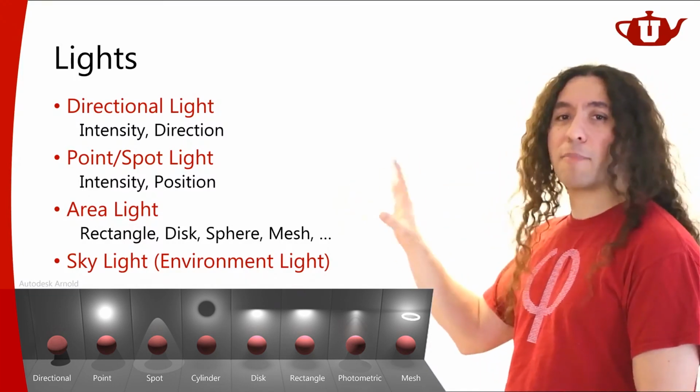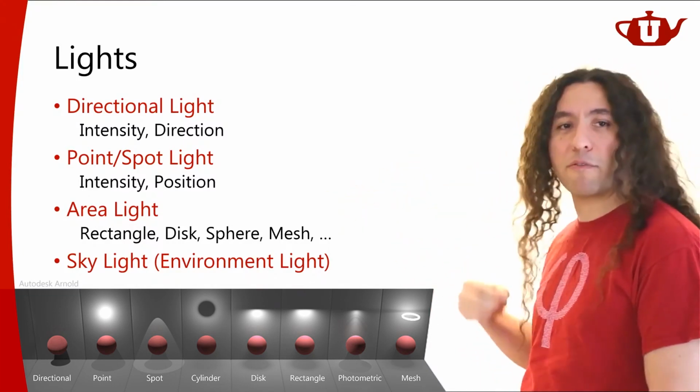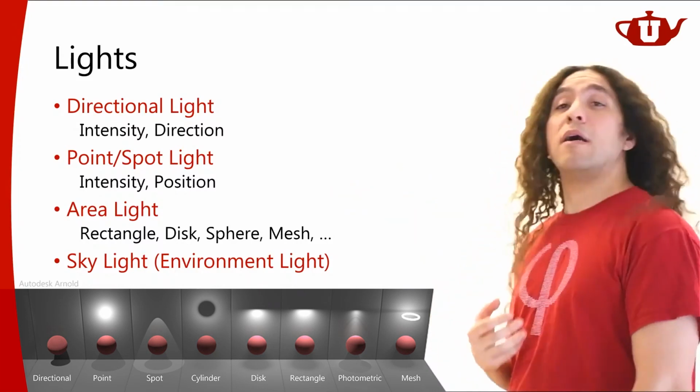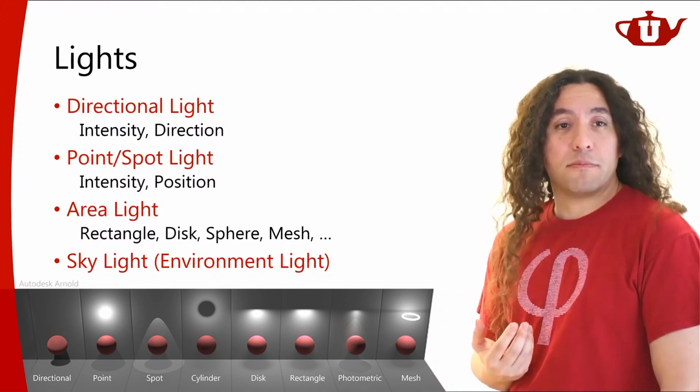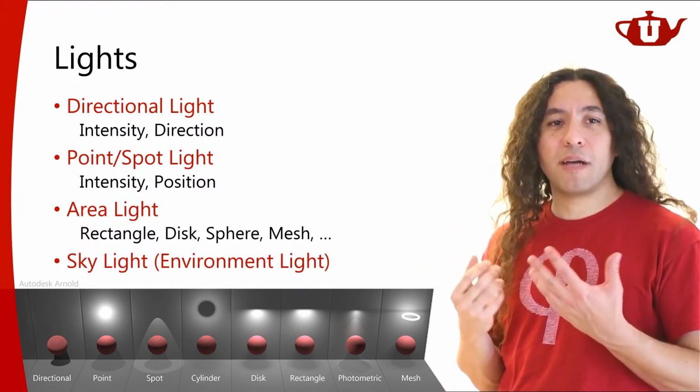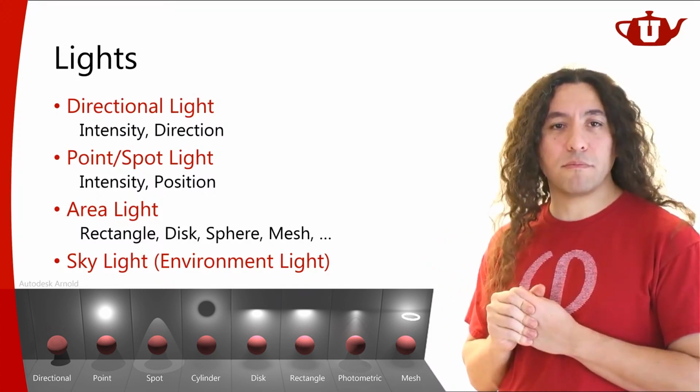So given a direction, I'm going to compute the amount of light coming from that direction. I can have some procedural function for that, or I can just use a texture image. And that image tells me how much light is coming from all directions.